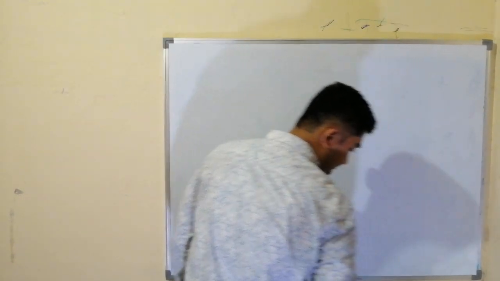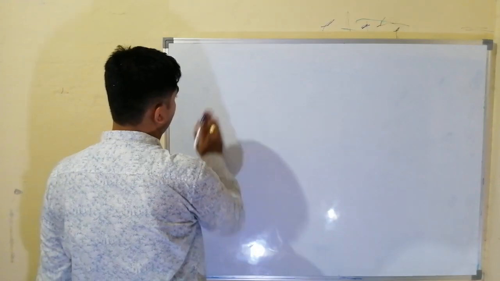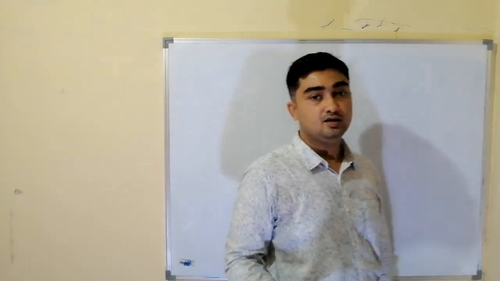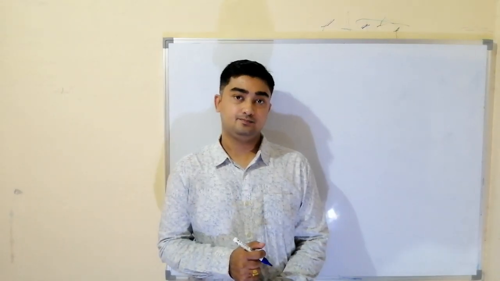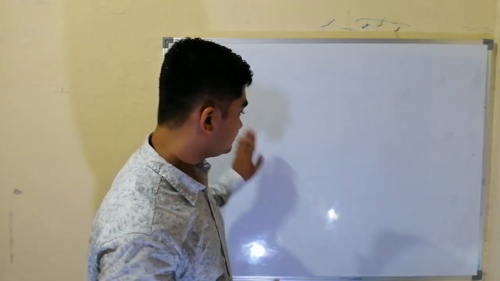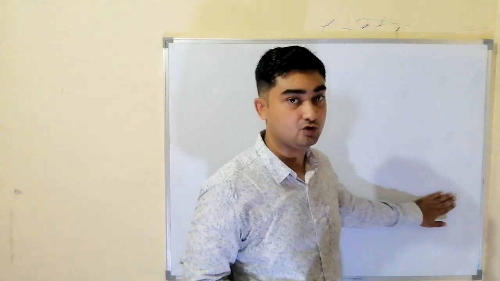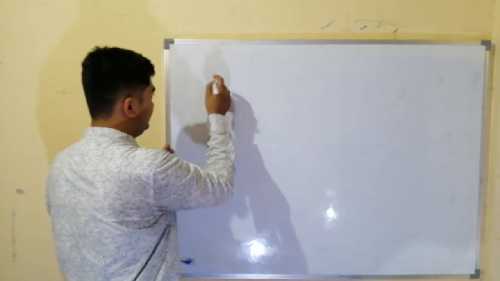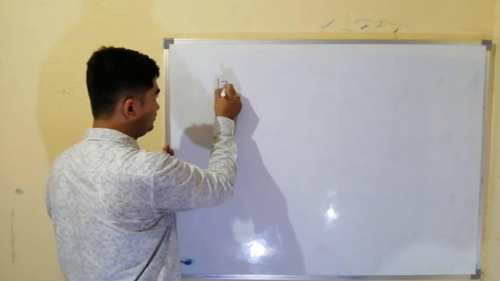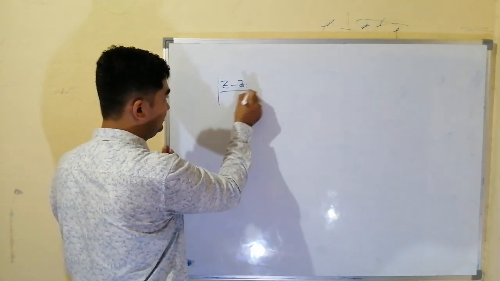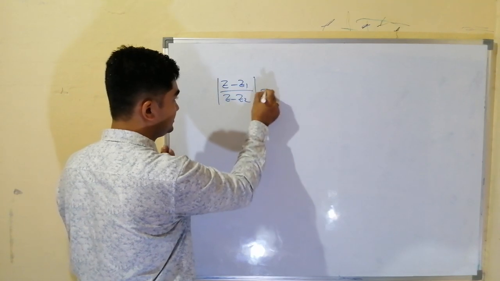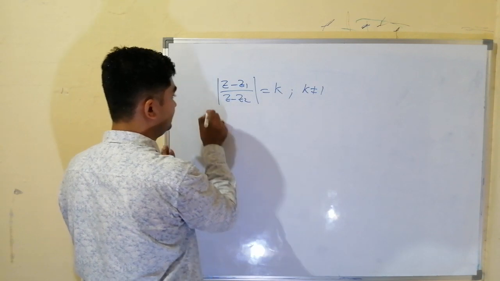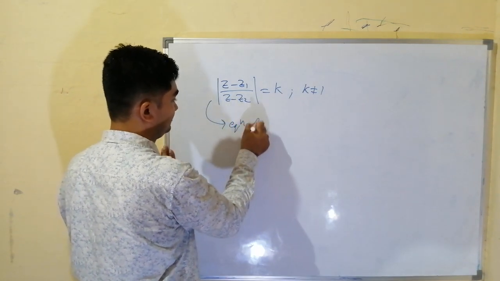Now we have to see two more things, then we'll move to the problems. These two things are equation of circle in two other forms. First is Apollonius form. We need not go into the derivation of this, but we should know what this is. Modulus of (z minus z1) upon (z minus z2) is equal to k. If this k is not equal to 1, then this is the equation of a circle.